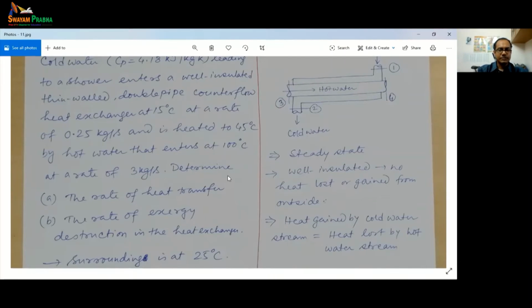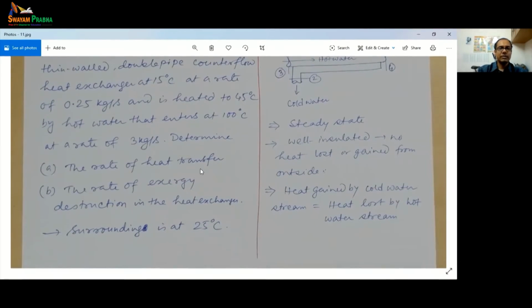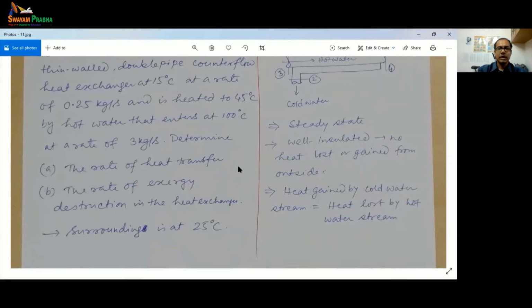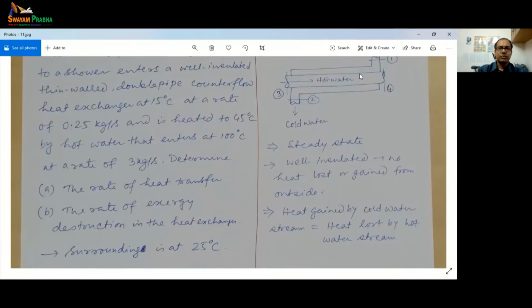Okay, now you have to determine the rate of heat transfer. That's the first thing. You have to first determine the rate of heat transfer, and then the interesting part, the rate of exergy destruction in the heat exchanger. You know that heat transfer across a finite temperature difference always leads to exergy destruction or entropy generation. So here we are asked to evaluate this amount of exergy destroyed.